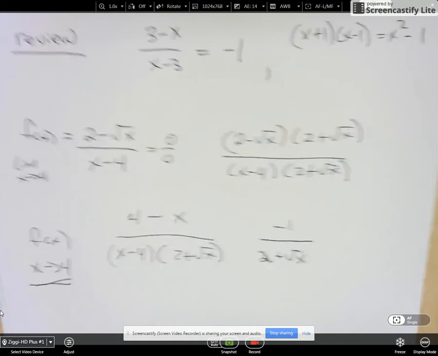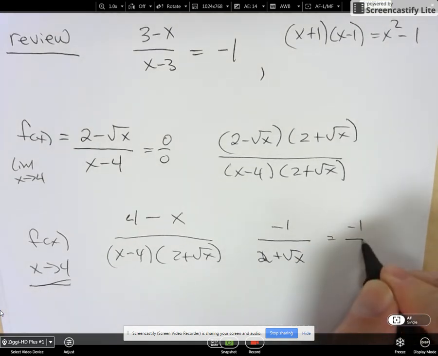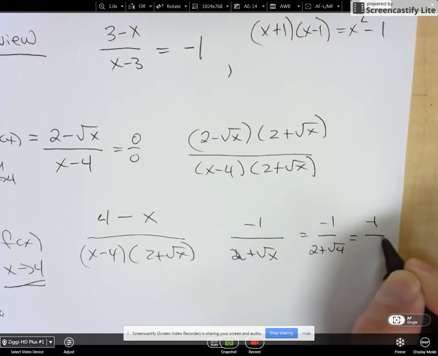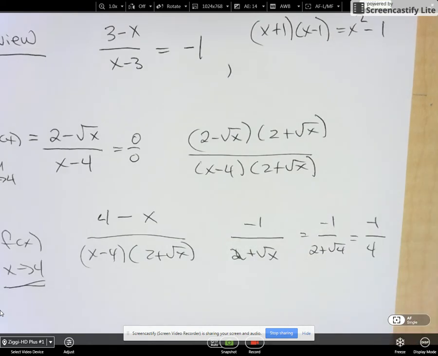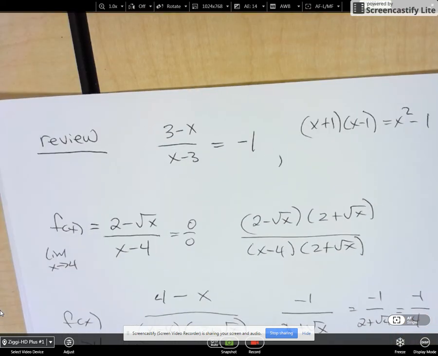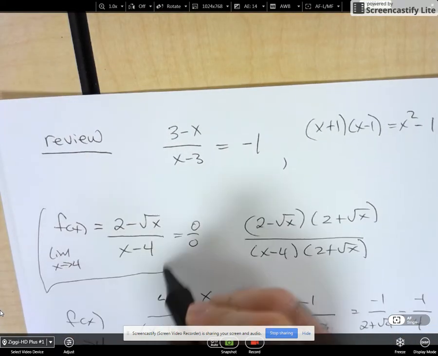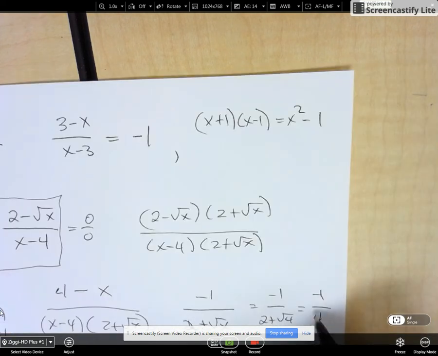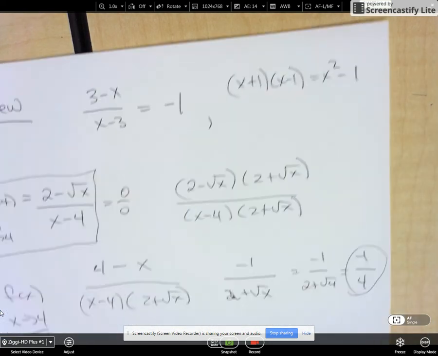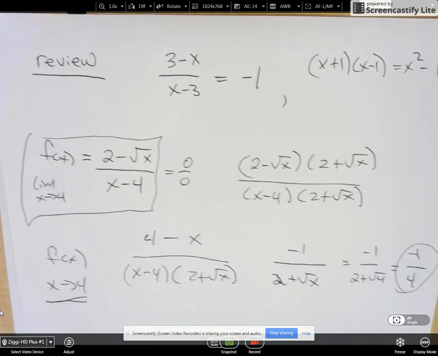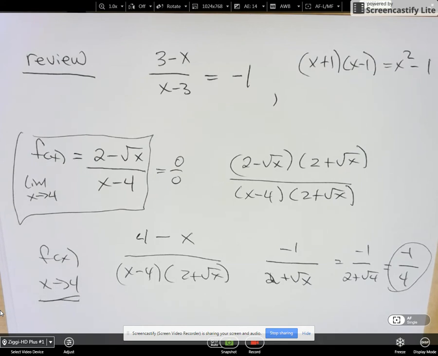So if I use direct substitution now, I get negative 1 over 2 plus rad 4, which is negative 1 over 2 plus 2, or negative 1/4, which is kind of what we thought to begin with. So the limit of this particular function as x approaches 4 is negative 1/4. All right, just what we thought with the graph. Thanks.